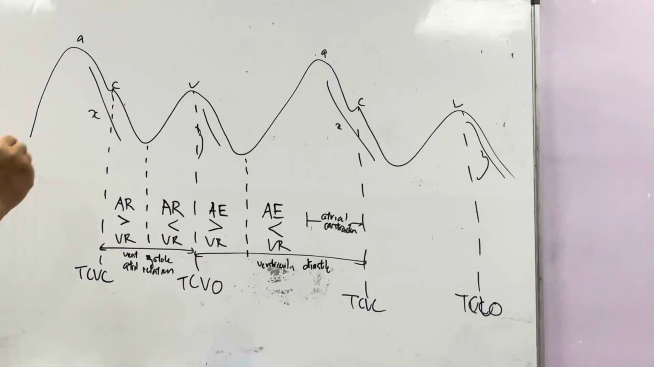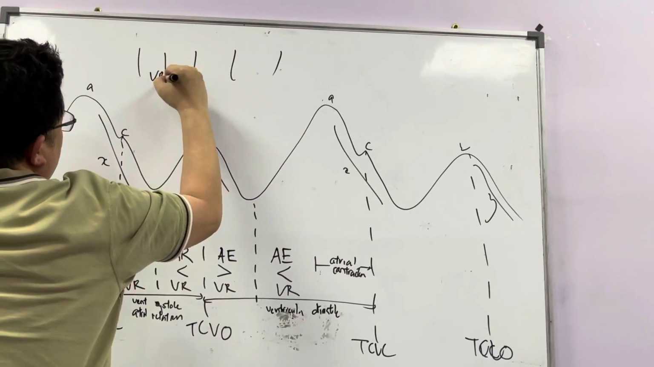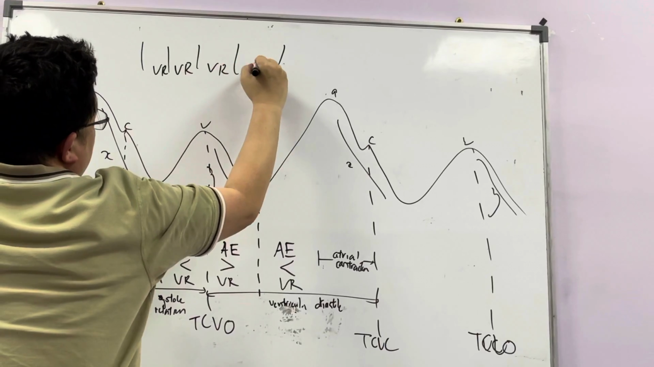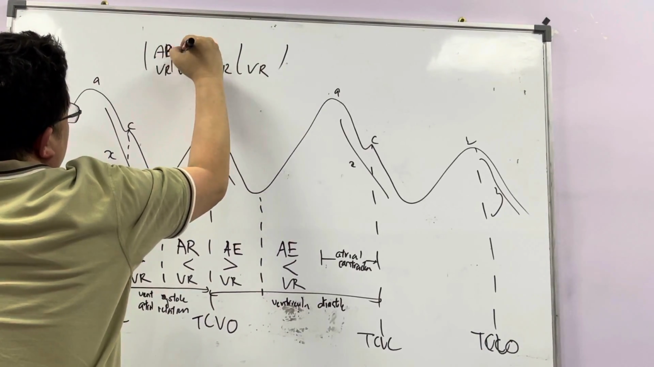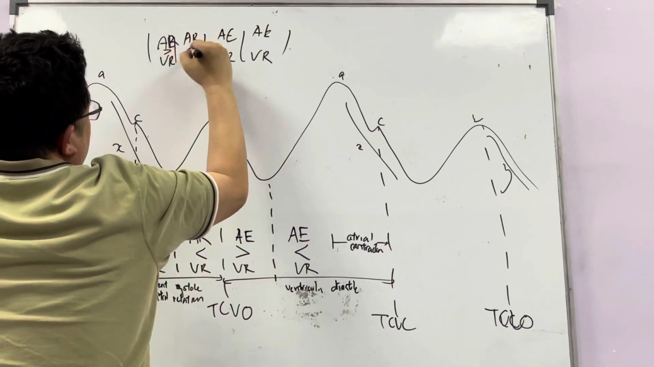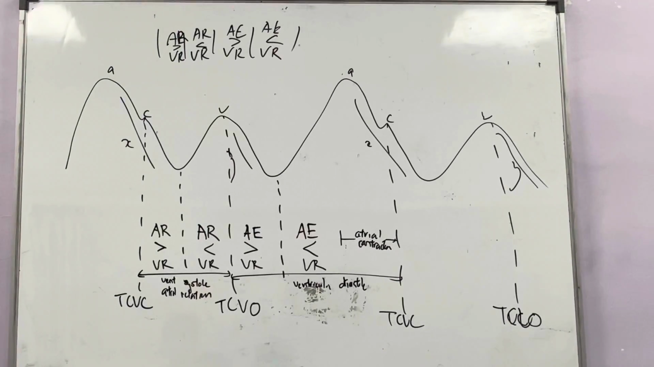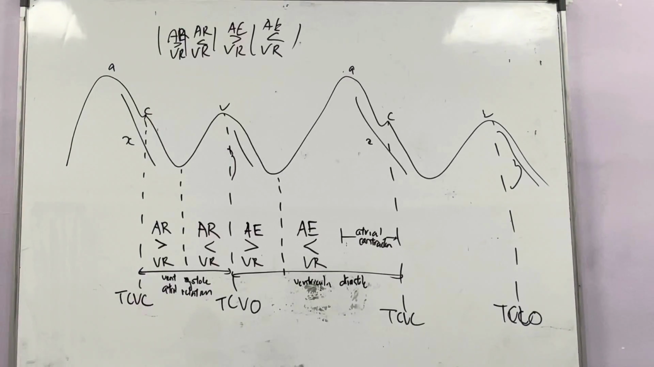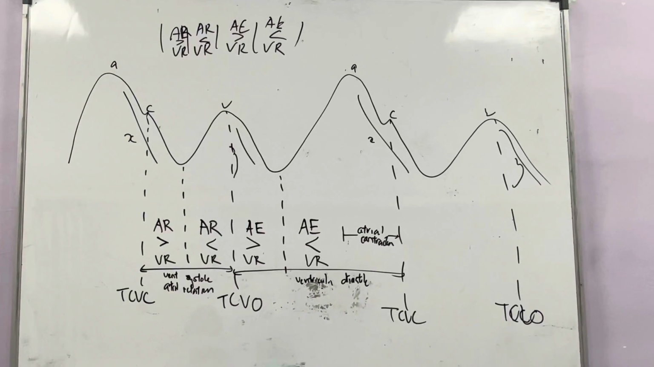So if you don't know what's going on, all you have to do is like the 4 phases. Just write VR, VR, VR, VR, AR, AR, AE, AE, more than, less than, more than, less than. That's it. That's how you explain the 4 phases of your JVP. Understand? What happens when there's tricuspid regurgitation?